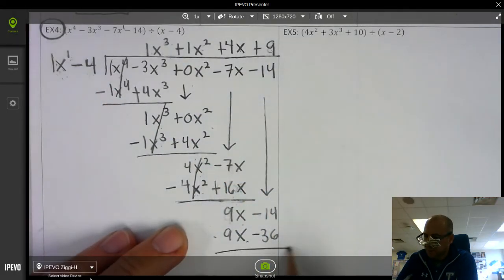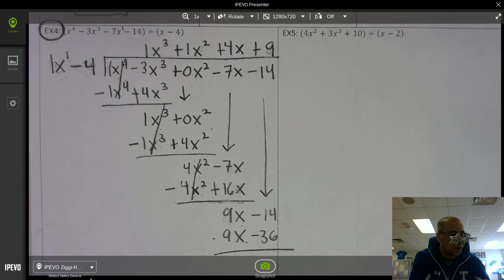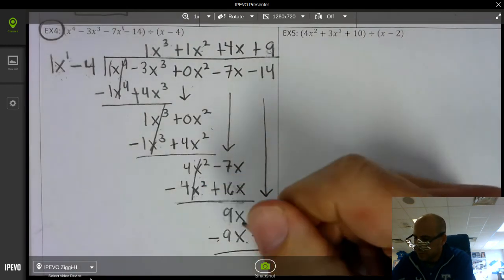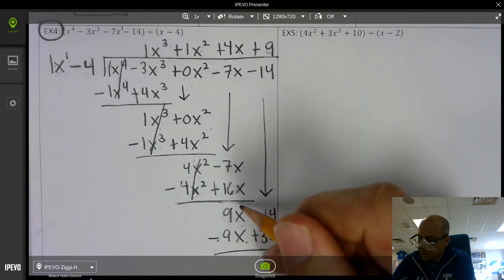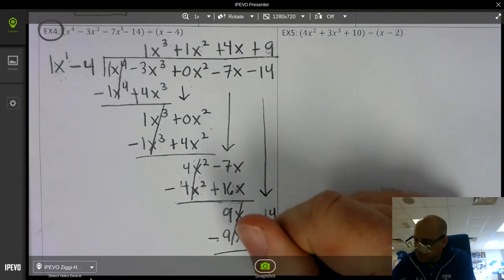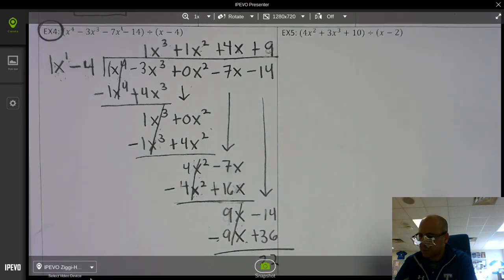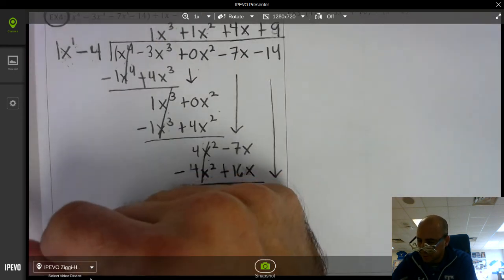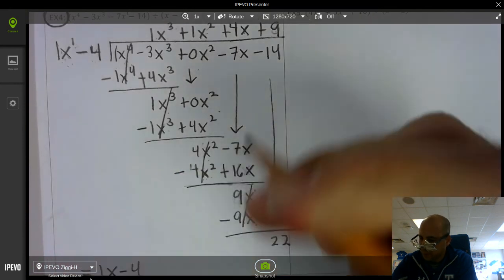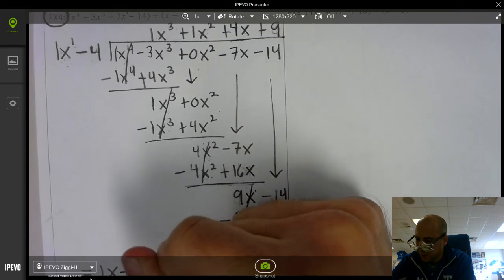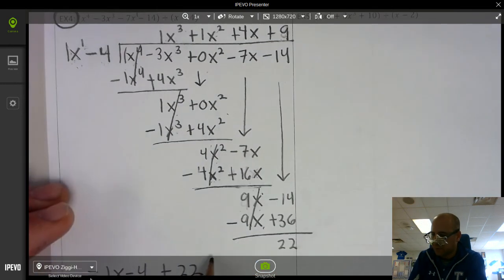Now we're into step 3, subtract. So we subtract. That becomes negative. That becomes positive. This cancels. So then you get 22. So we have a remainder. So our answer is 1x minus 4 plus 22 divided by x minus 4.